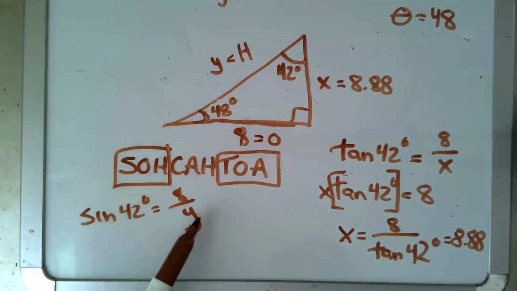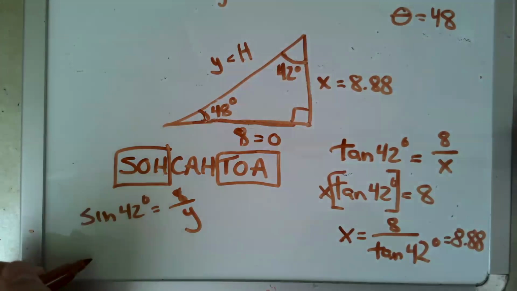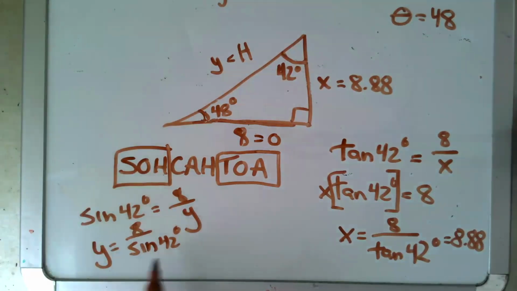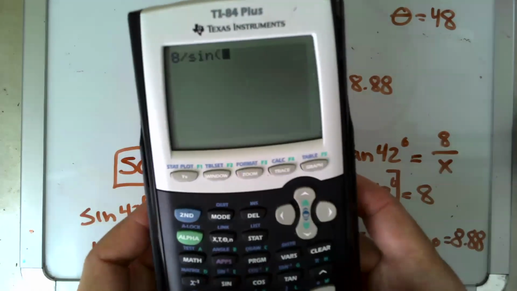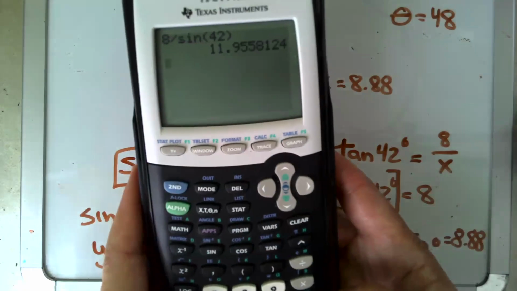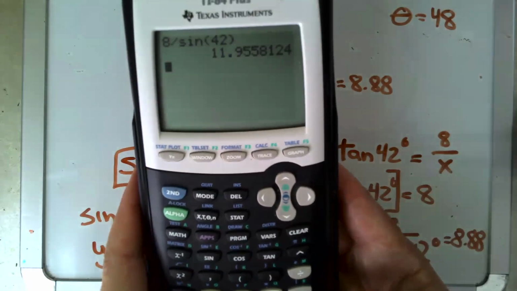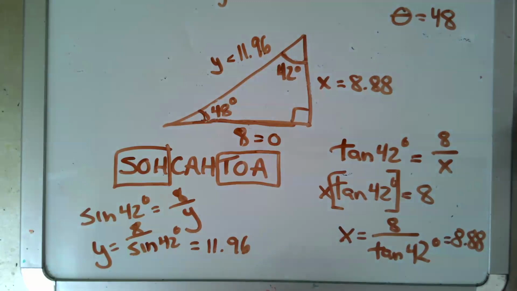And now my math is the same. I'm going to multiply by y. I'm going to divide by sine 42. Y equals 8 over sine 42 this time. And again, I'm going to punch that into my calculator. 8 divided by the sine of 42, close my parentheses, and my answer is 11.9. I'm going to round that to 6. And I have now solved my triangle.